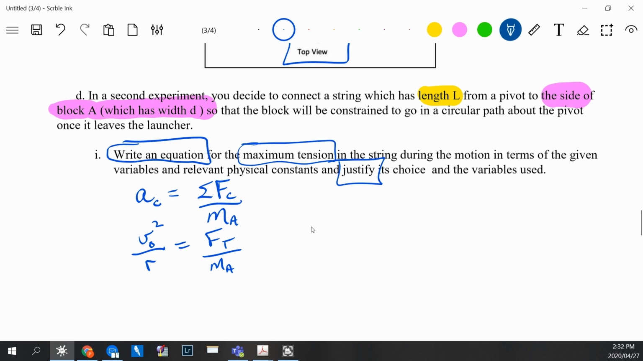Now let's not lose track of what we've been asked to do. We're trying to write an equation for the tension, and we have to do so in terms of those given quantities.